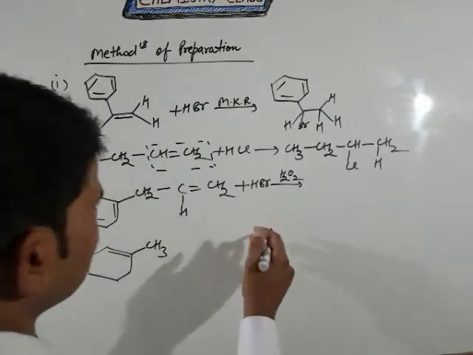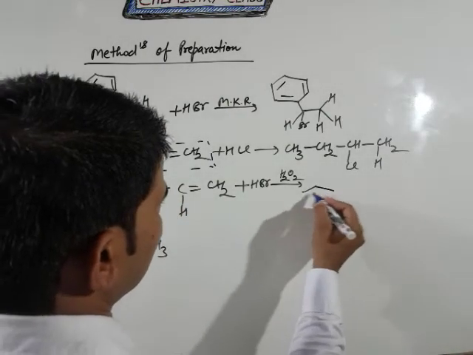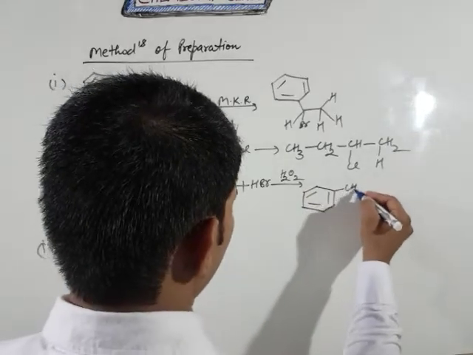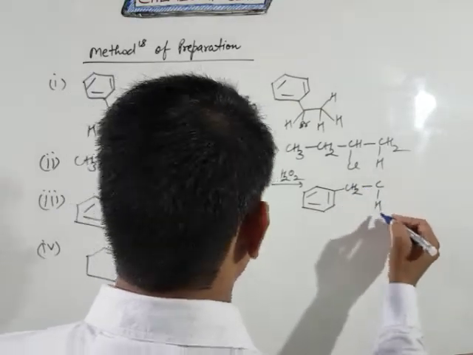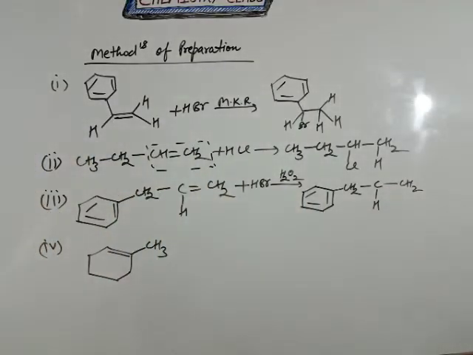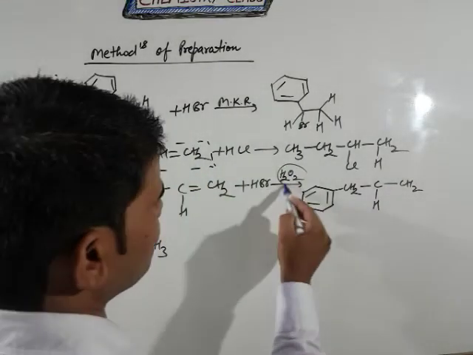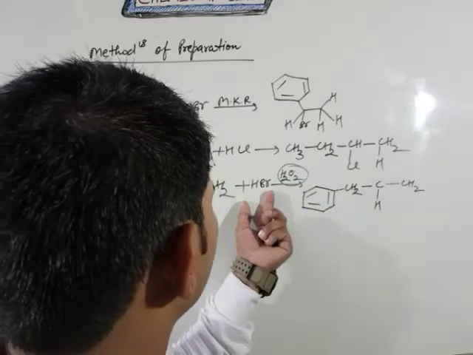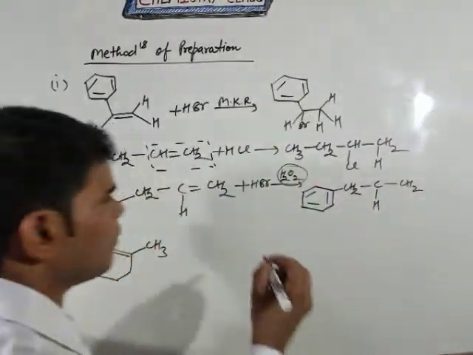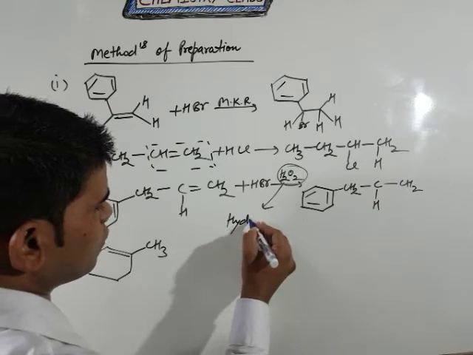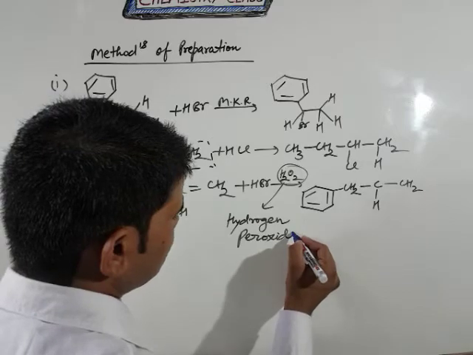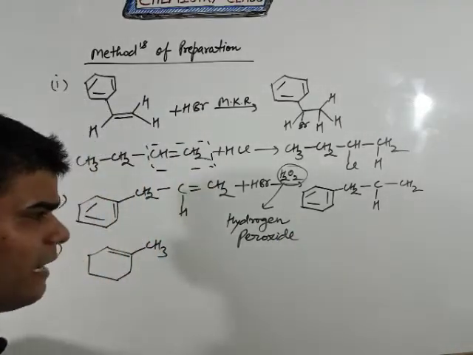See the example here. First you write this structure, benzene, CH2, and in this case also remember one thing, the double bond converts into a single bond. But students, in this case HBr reacts with this reactant under H2O2. What is the meaning of H2O2? H2O2 means hydrogen peroxide. This is the name of this compound. Clear?